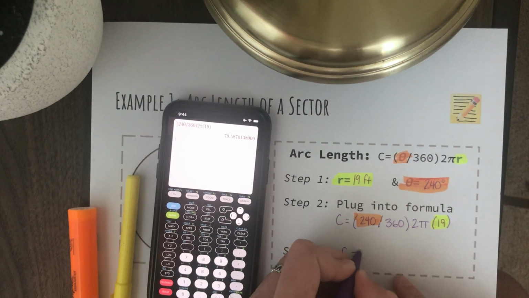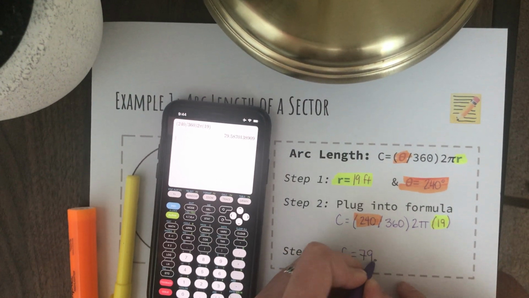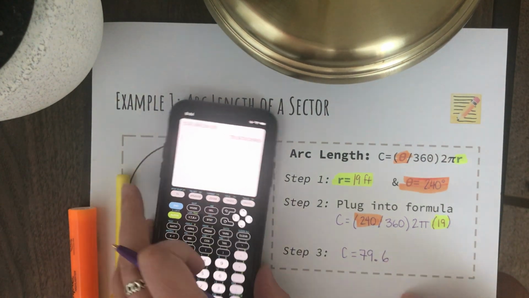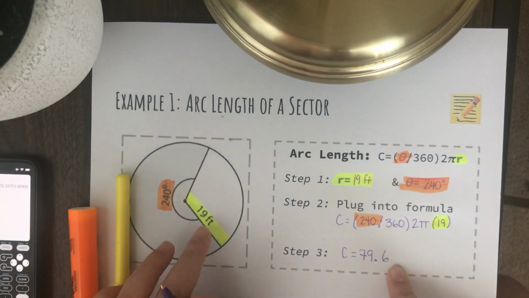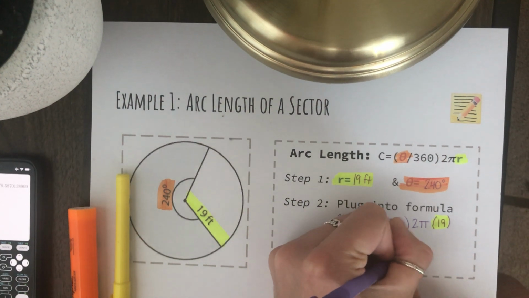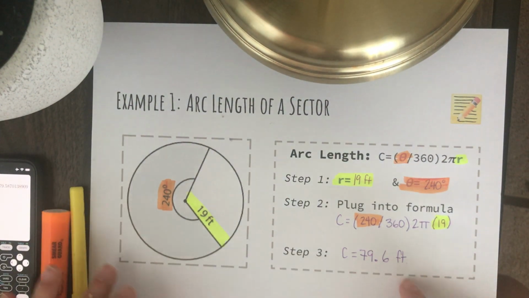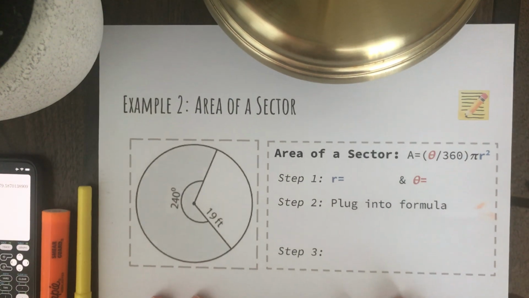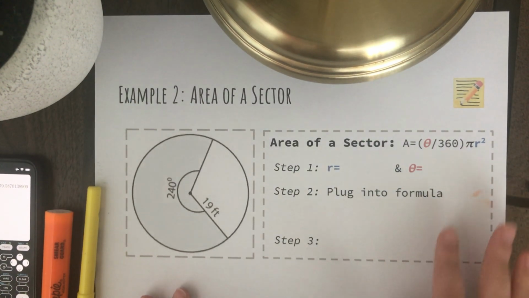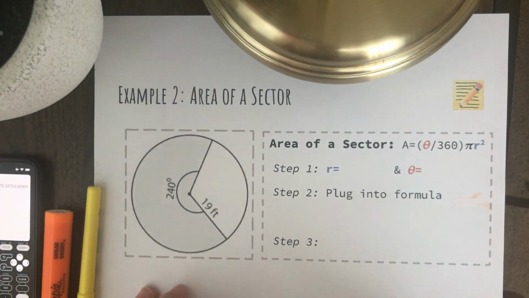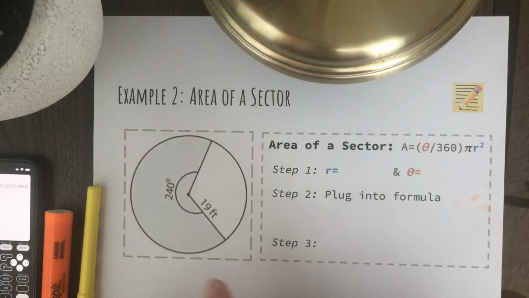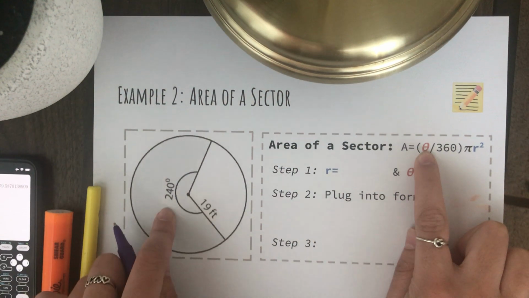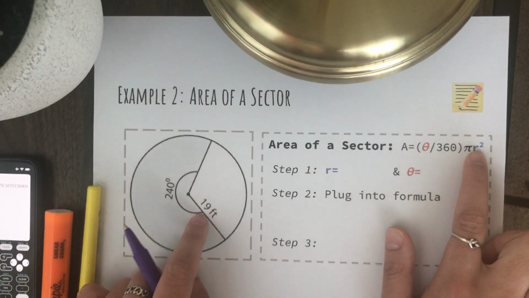C equals 79.6. And I have to be careful for my units. My units here are feet, so I'm going to write feet. Now, for example 2, we are going to find the area of this same sector. So we're going to use the same exact problem, but this time we're going to find the area of it. I've got a little highlighter on it. Okay, so again, theta is going to be 240. And the radius is going to be 19 feet.